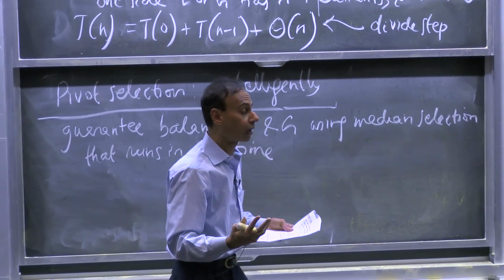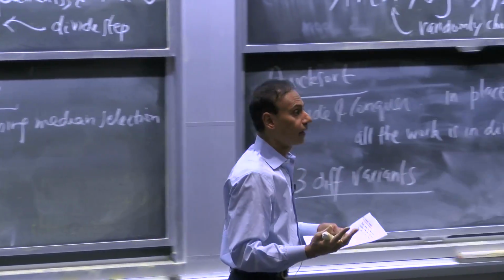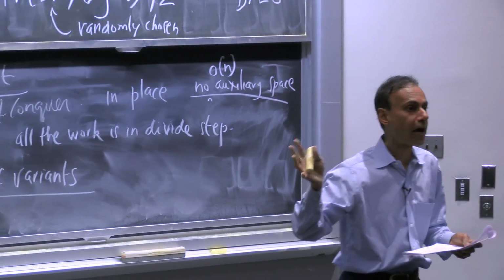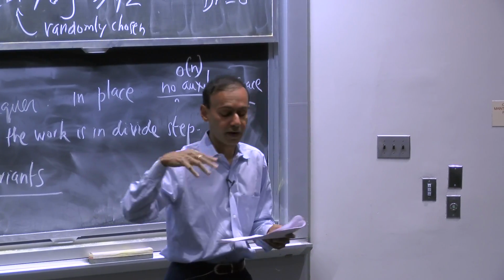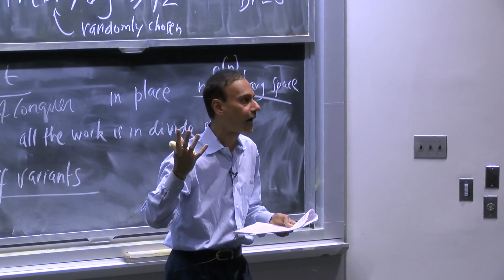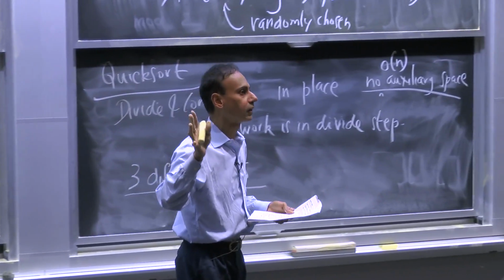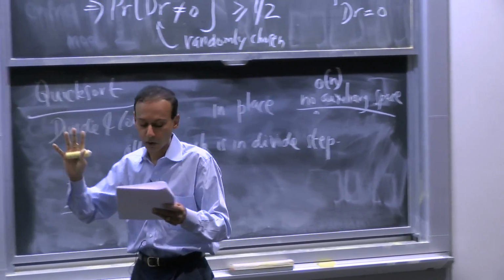Now that median selection algorithm was non-trivial. It had this weird thing where you broke things up into subarrays of size 5, and you found a median of medians, etc. But we argued that the whole thing ran in theta n time, which is important.